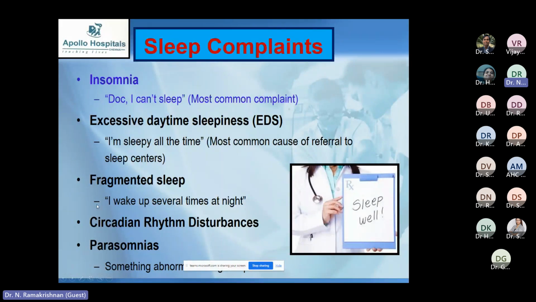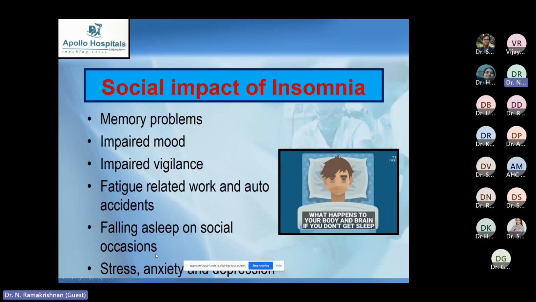Fragmented sleep is another common problem where they go to bed on time, wake up on time, but in between wake up several times. Then there are circadian rhythm disturbances and parasomnias, which are something abnormal that happens during sleep. I may not go into detail on that, but it's more like sleepwalking, sleep talking, sleep eating. All those are disorders that are clubbed together as parasomnias.